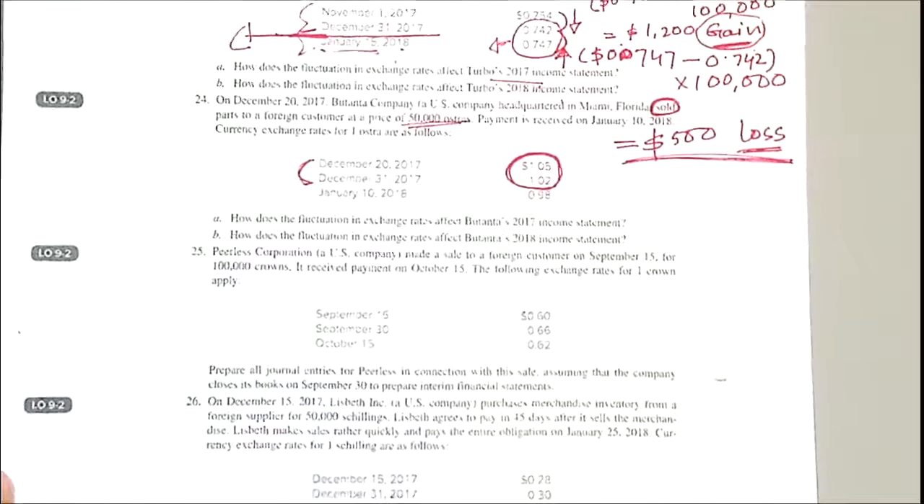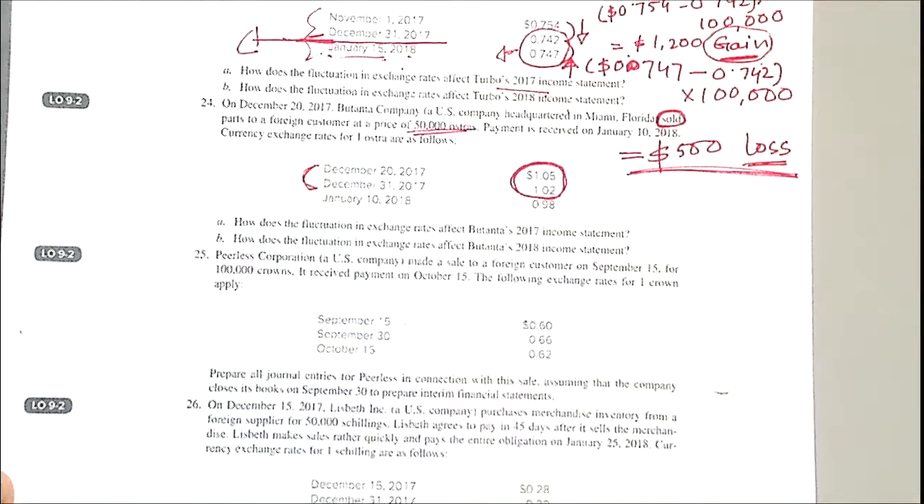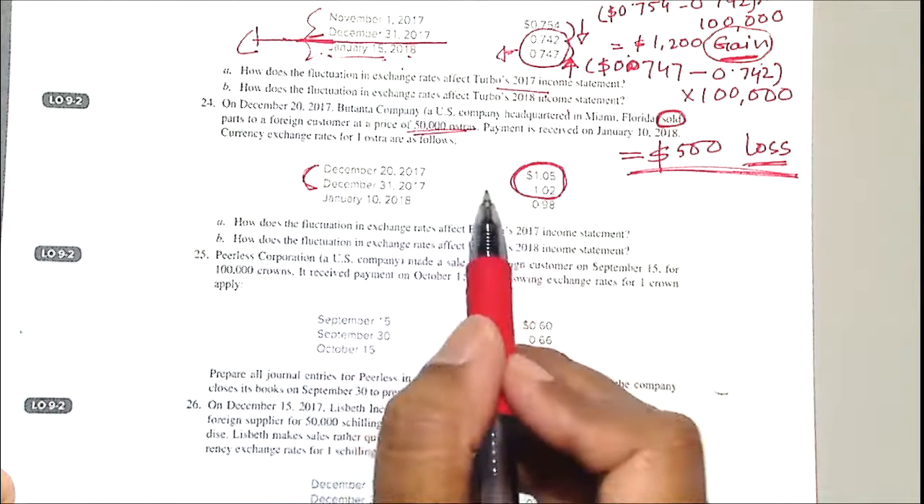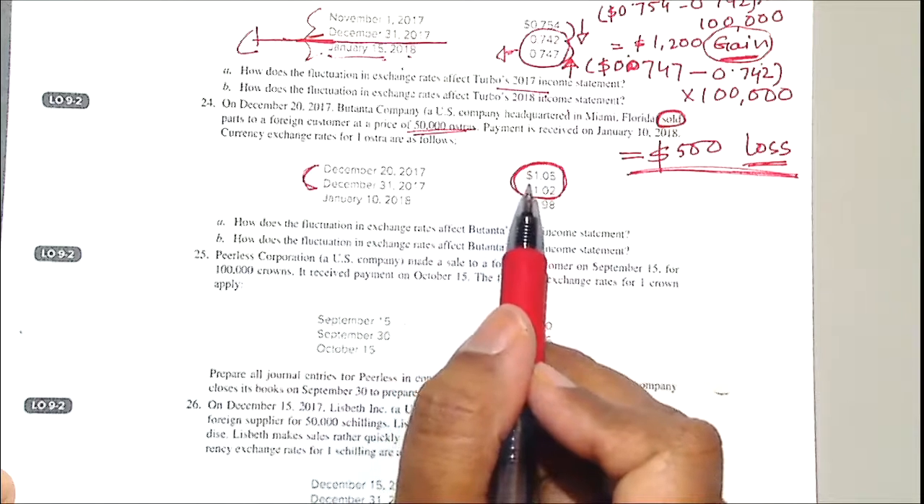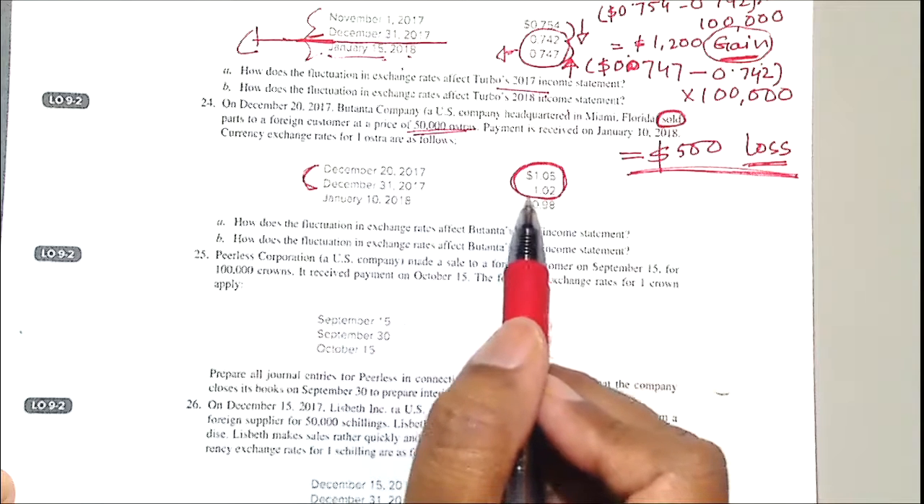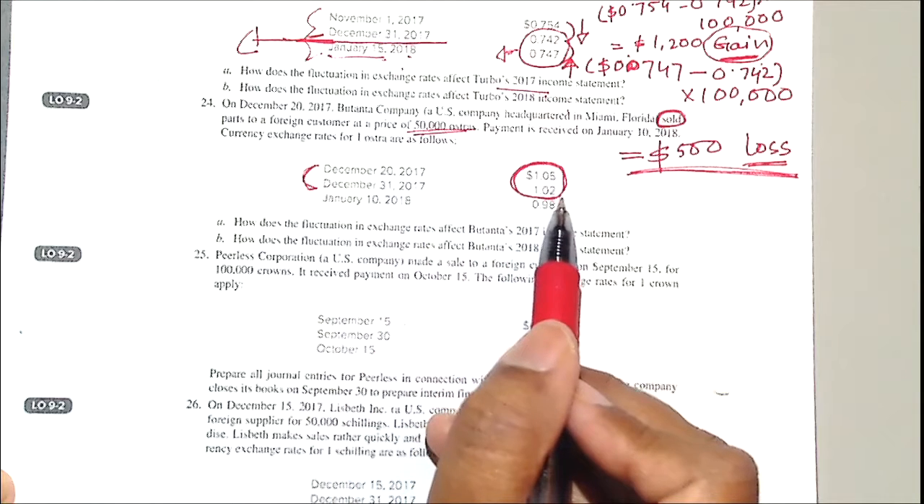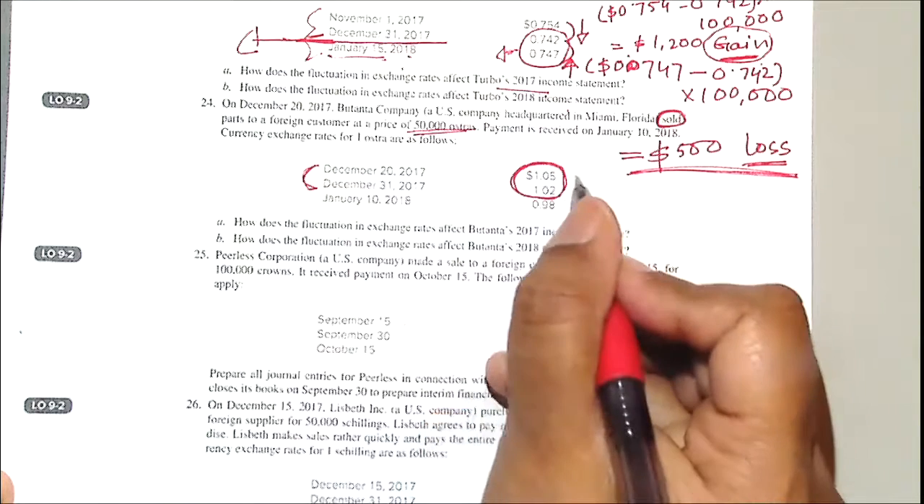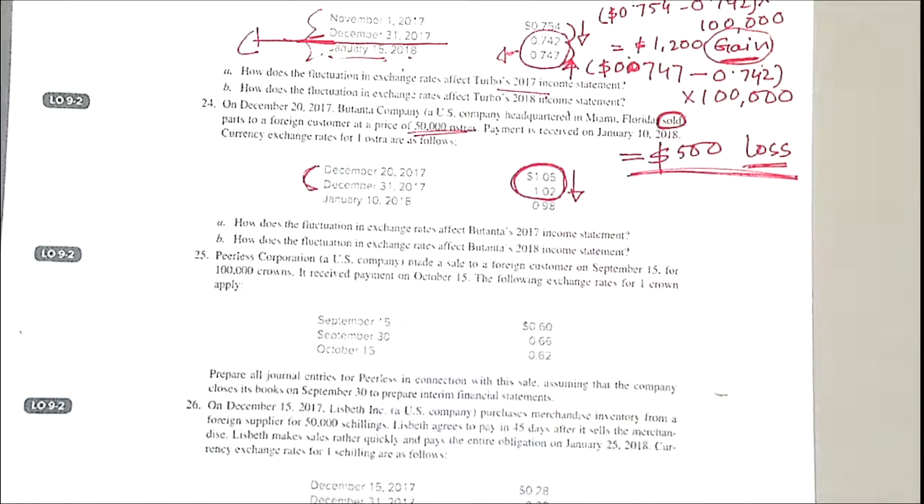But what happened here? Jake, if you compare December 20th versus December 31st, this is one Ostras equal to $0.05. At December 31st, one Ostras equal to $0.02. So Ostras value actually goes down or up? Down, right. Now you are expecting to receive Ostras. You are hoping to receive something, the value went down. So will you have a gain or loss? Loss, you will have a loss.